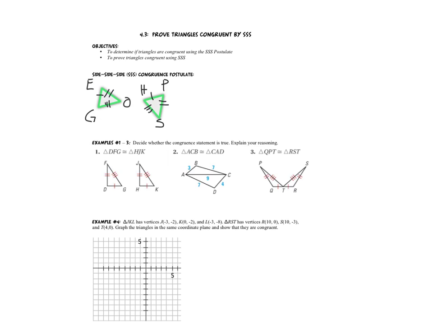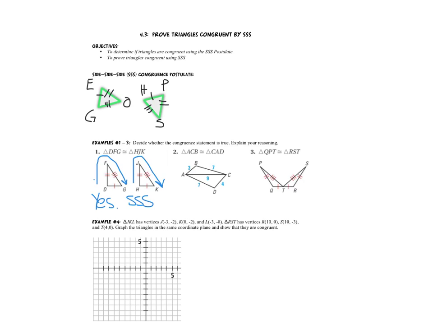Alright, so let's look at examples 1 through 3. Decide whether the congruence statement is true. Explain your reasoning. So they're saying DFG is congruent to HJK. If I just look at these triangles, I see by the little tick marks that I have 1 on the bottom, 2 on the side, 3 on FG and JK. What I have to double check though is did they write the congruency statement in the correct order? Were they consistent with corresponding parts? So the first one goes D to F to G, so I would call that double tick to triple. Let's see if the second one follows that same pattern. Double to triple. So I would say yes. Side, side, side, SSS.